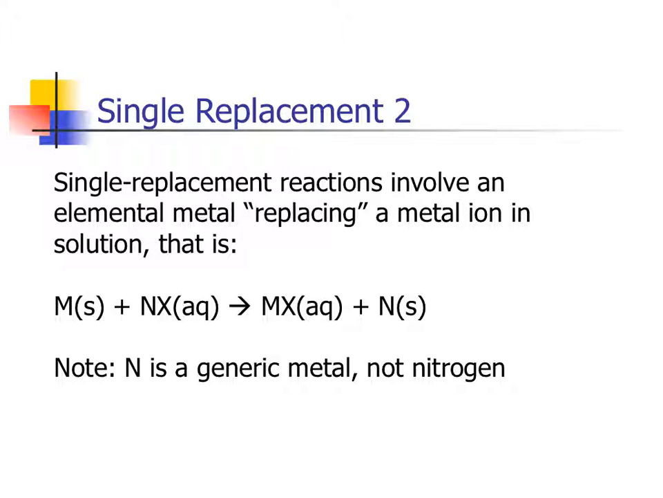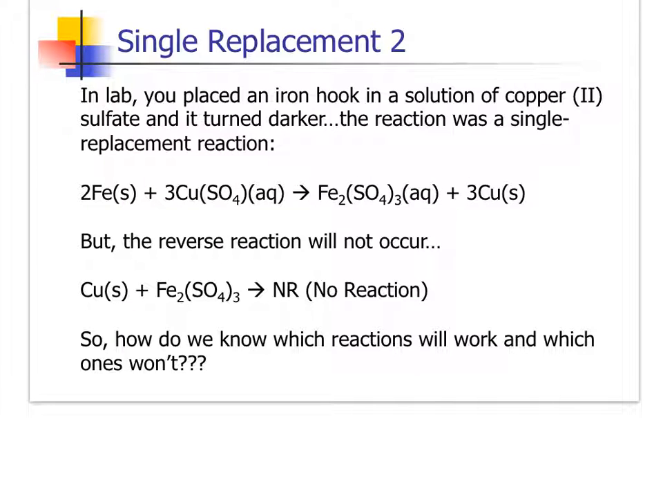Now, nonmetals can replace nonmetals, but it's usually only seen with the halides, where one halide would replace another halide. So in the lab, I know this is one that is commonly done. You place an iron hook or an iron staple in a solution of copper 2 sulfate, usually a pentahydrate, and the hook starts to turn dark, and over time it starts to even look kind of rusty-ish, and it looks like it's grown bigger.